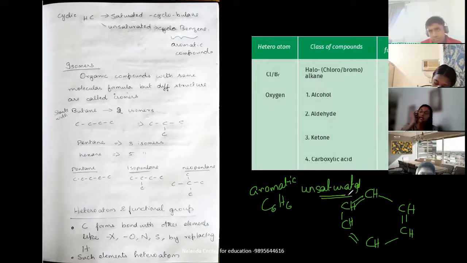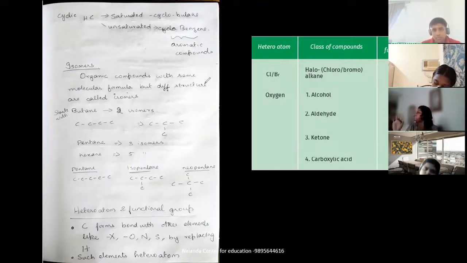If they ask to write an example of an unsaturated cyclic compound, benzene is the example. Now coming to heteroatoms. Just 2 more topics to go, 5 minutes. So heteroatom and functional group. I don't know if it is present in your syllabus, but the topic is present. Anyway, I want you guys to learn this.